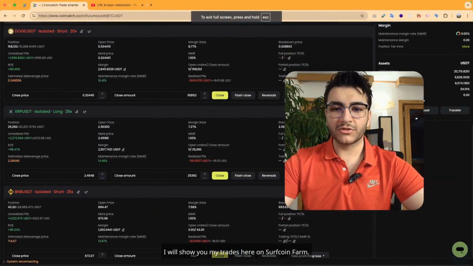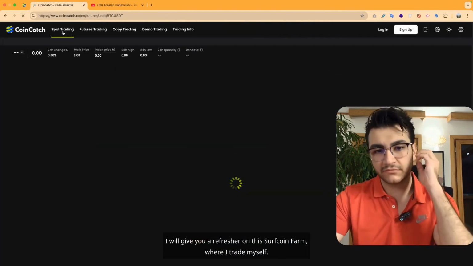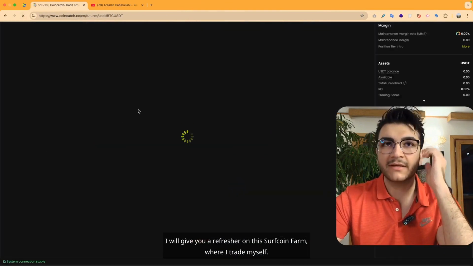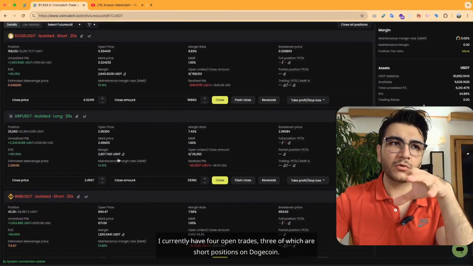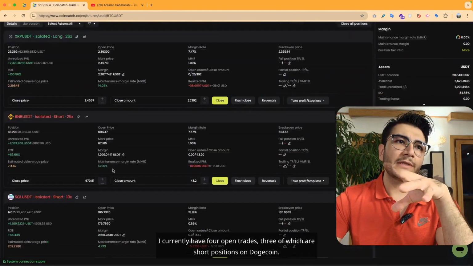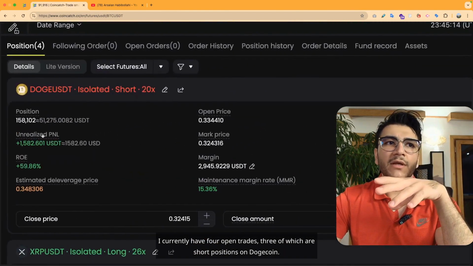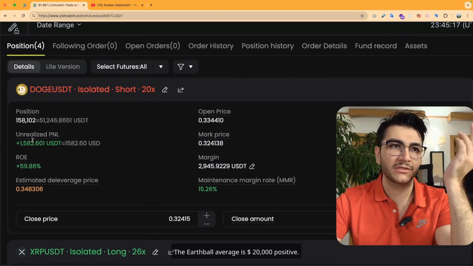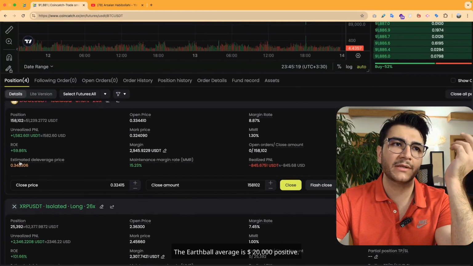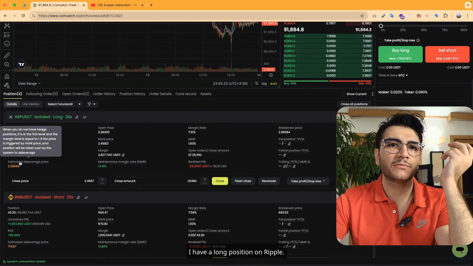I will show you my trades here on Surfcoin Farm, where I trade myself. I currently have 4 open trades, 3 of which are short positions on Dogecoin. The Dogecoin in my trade is $5,100. The average is $20,000 positive. My spread is 590%. I have a long position on Ripple.